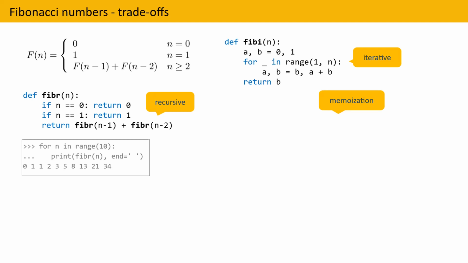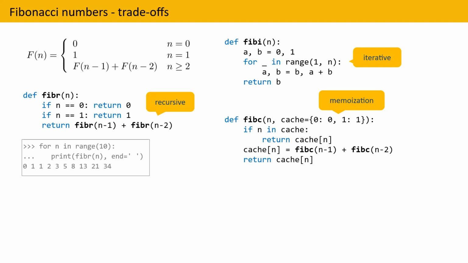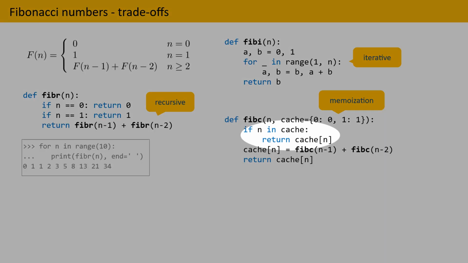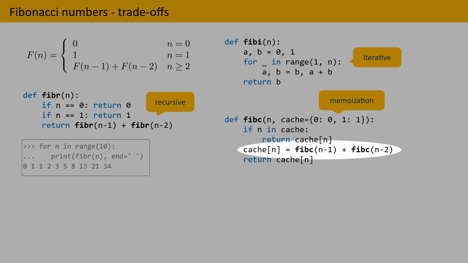Here is an implementation for the Fibonacci numbers. Initialize the cache with the base conditions, and for any n we get, we first check if it is in the cache. If so, we retrieve the value stored in the cache and return it. If not, we compute the Fibonacci number, put it in the cache and return it.